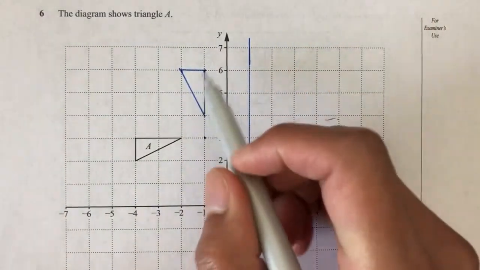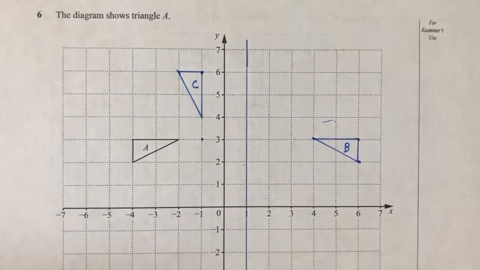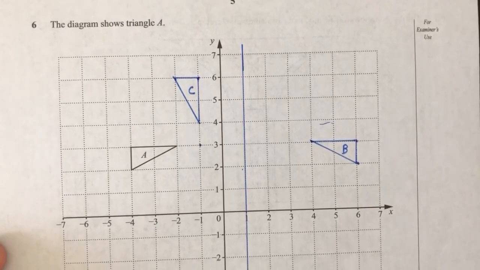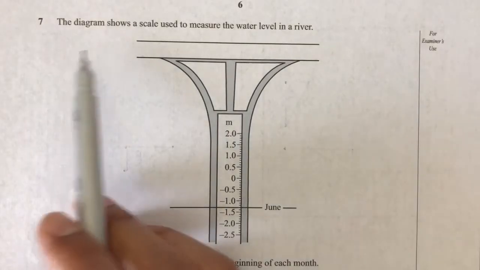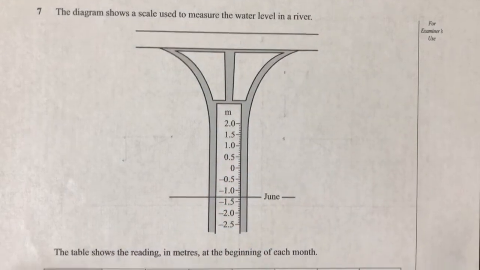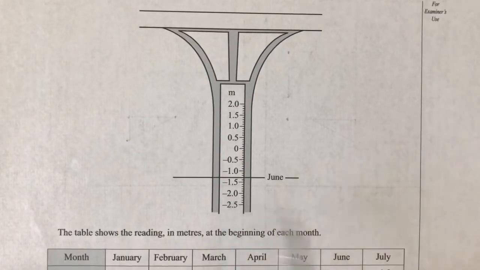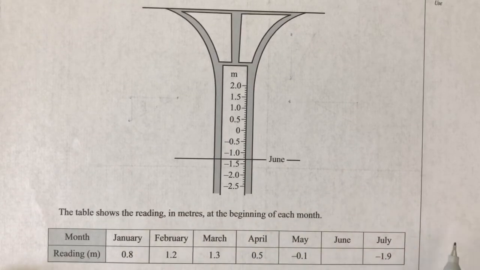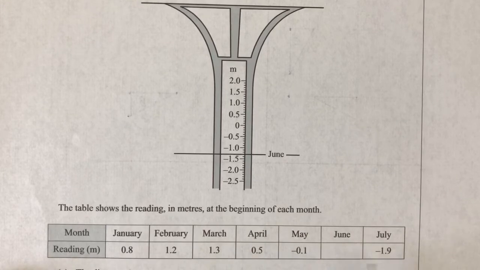Okay, that is triangle C. And that was question number 6. Question number 7. The diagram shows a scale used to measure water level in a river. That's the scale and that's the reading. The table shows the readings in meters at the beginning of each month. That's the table we have, and this is the reading at the beginning of each month.